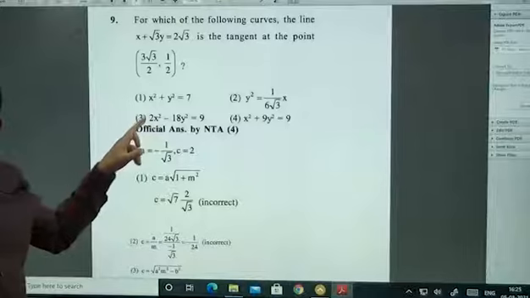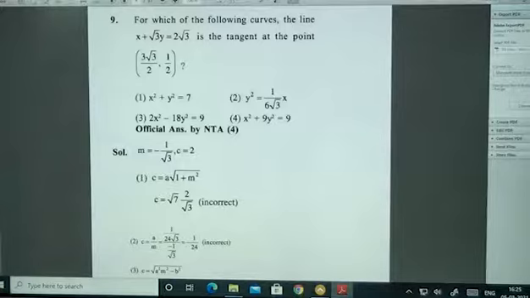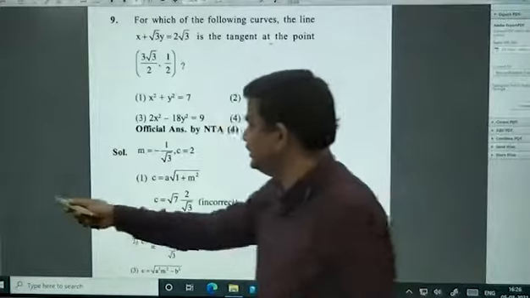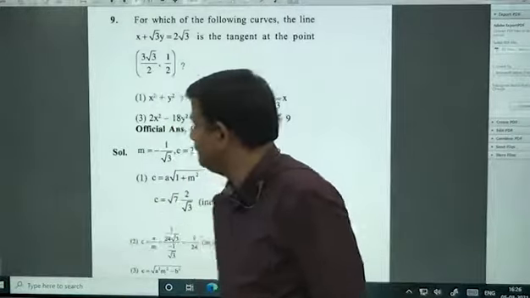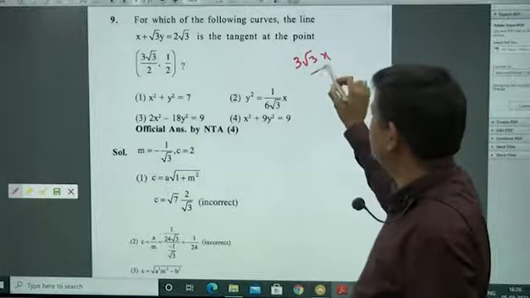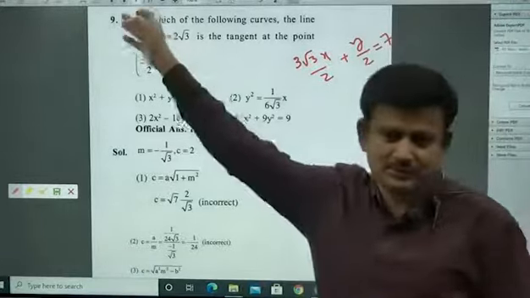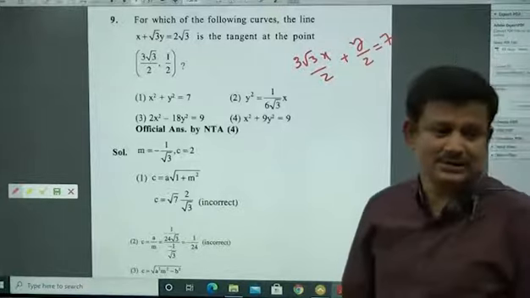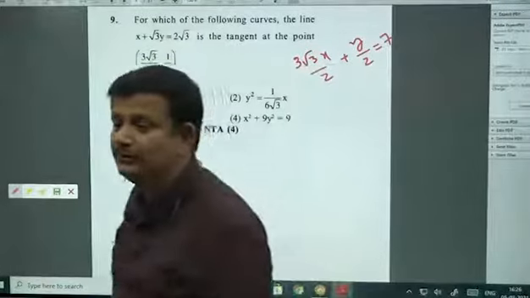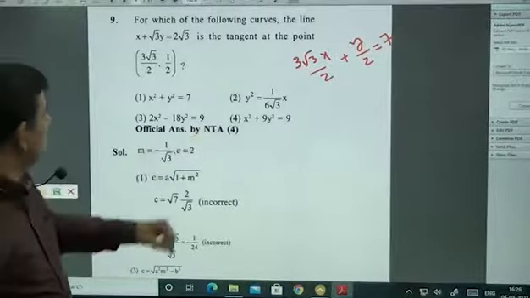S1 is equal to 0, right? Oh, he is checking the condition for tangency. Not at all needed. Nonsense. Simply write the tangent equation. What is the tangent equation for the first curve? 3 root 3 x by 2 plus y by 2 is equal to 7. Is there any 7 visible there? So that cannot be the tangent equation. Directly, without even looking at this, there is no 7 visible, so you could have eliminated it.